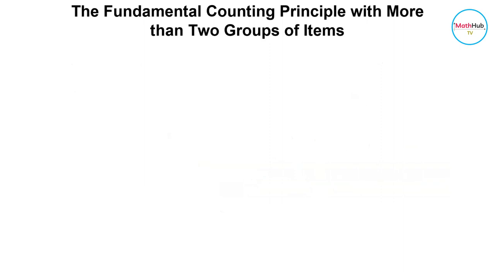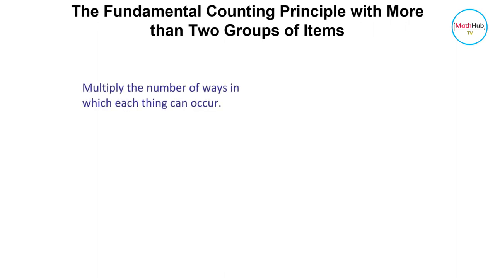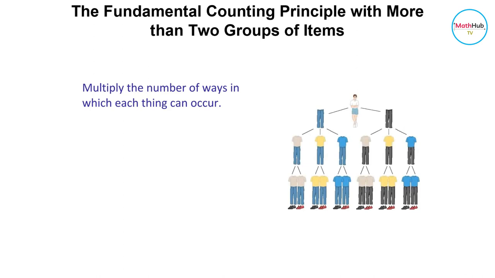Let's extend the fundamental counting principle to more than 2 groups of items. In general, the number of ways in which a series of successive things can occur is found by multiplying the number of ways in which each thing can occur. To illustrate this, let's take a look at this tree diagram here.